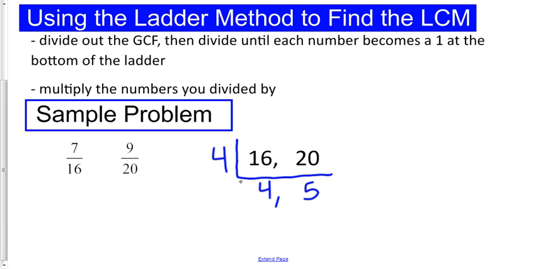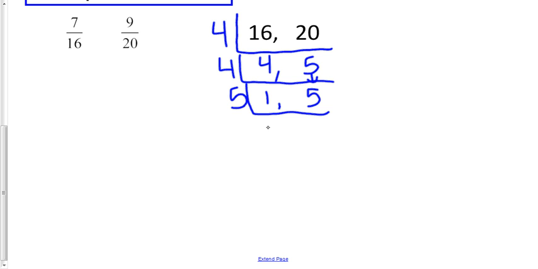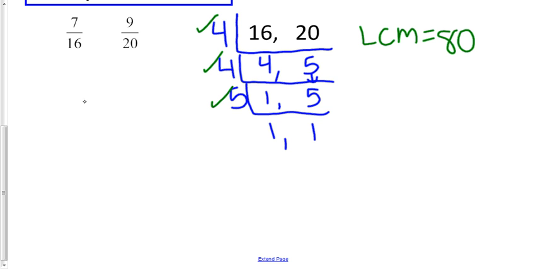Now to find the LCM, I want to keep using this ladder and dividing until I get 1s at the bottom. So 4 divided by 4 is just 1. Then I'm just going to bring down the 5 since 4 doesn't divide evenly into 5. And then I'm going to divide by 5. And I see here that 5 doesn't divide evenly into 1, so I bring the 1 down. 5 goes into 5 one time. I've got my 1s at the bottom, so now I just want to multiply these numbers. 5 times 4 is 20, and then 20 times 4 is 80. The LCM is 80.